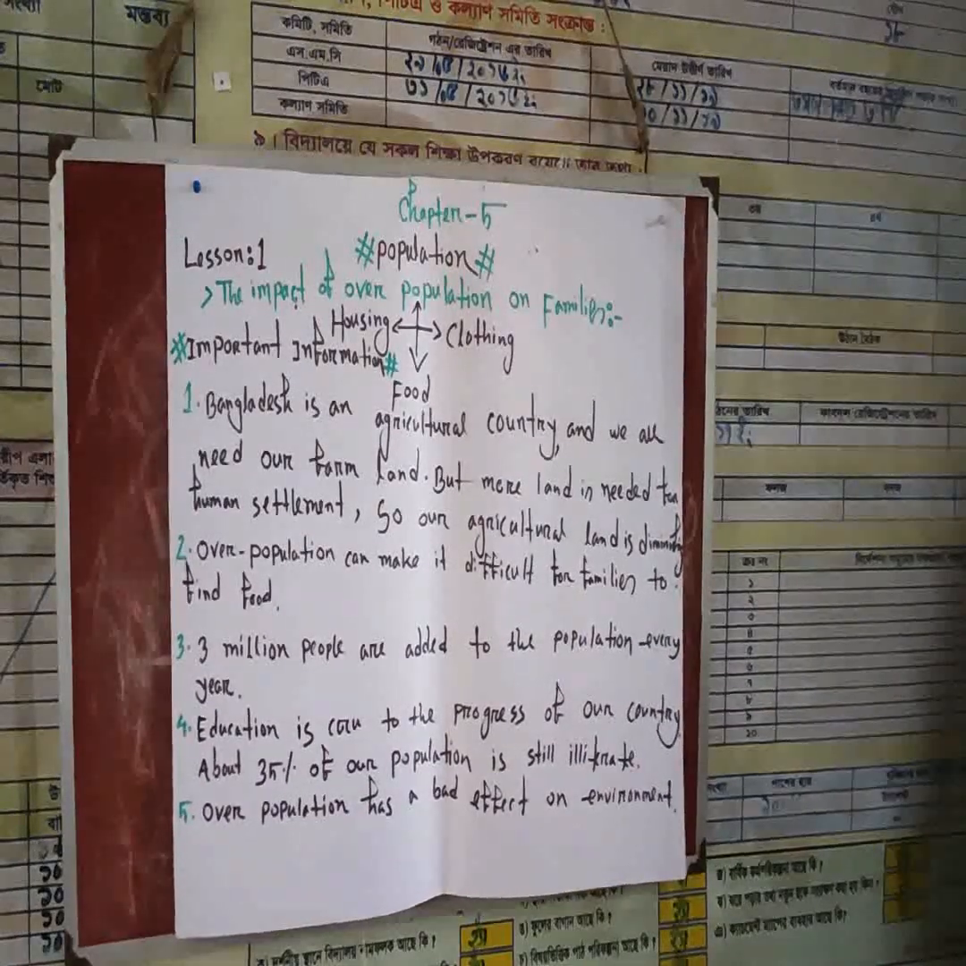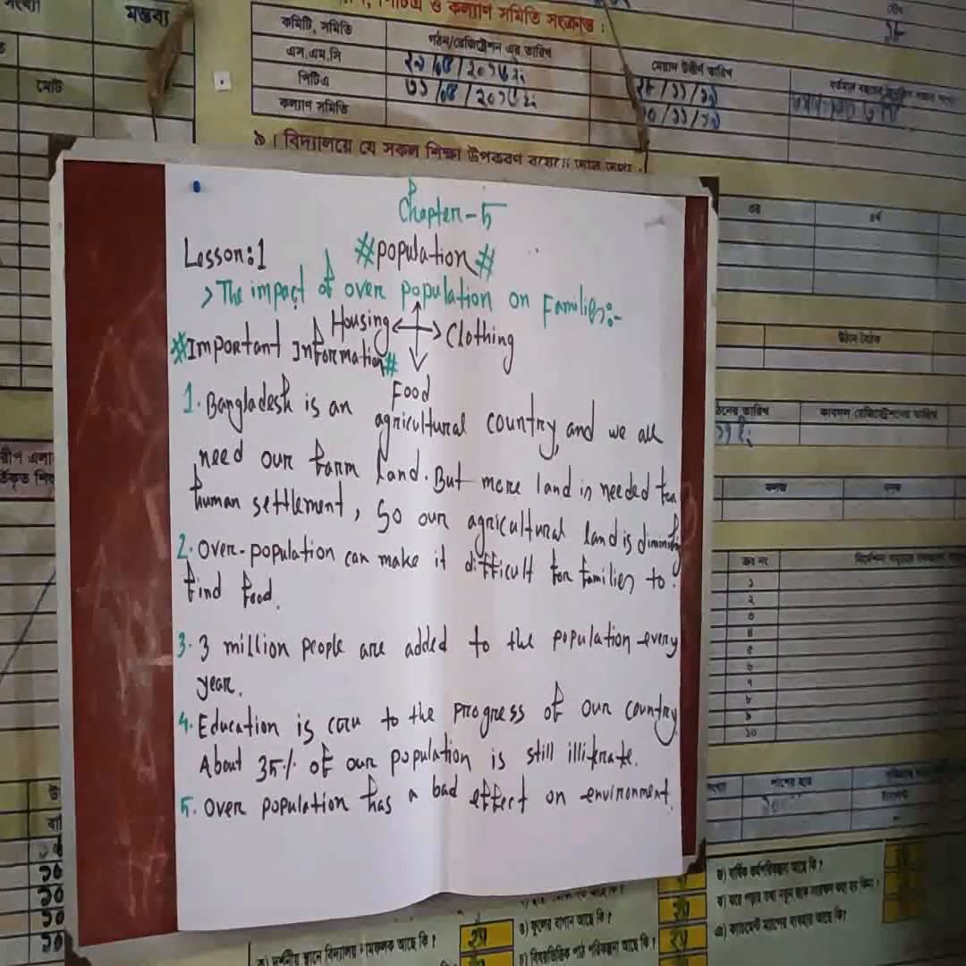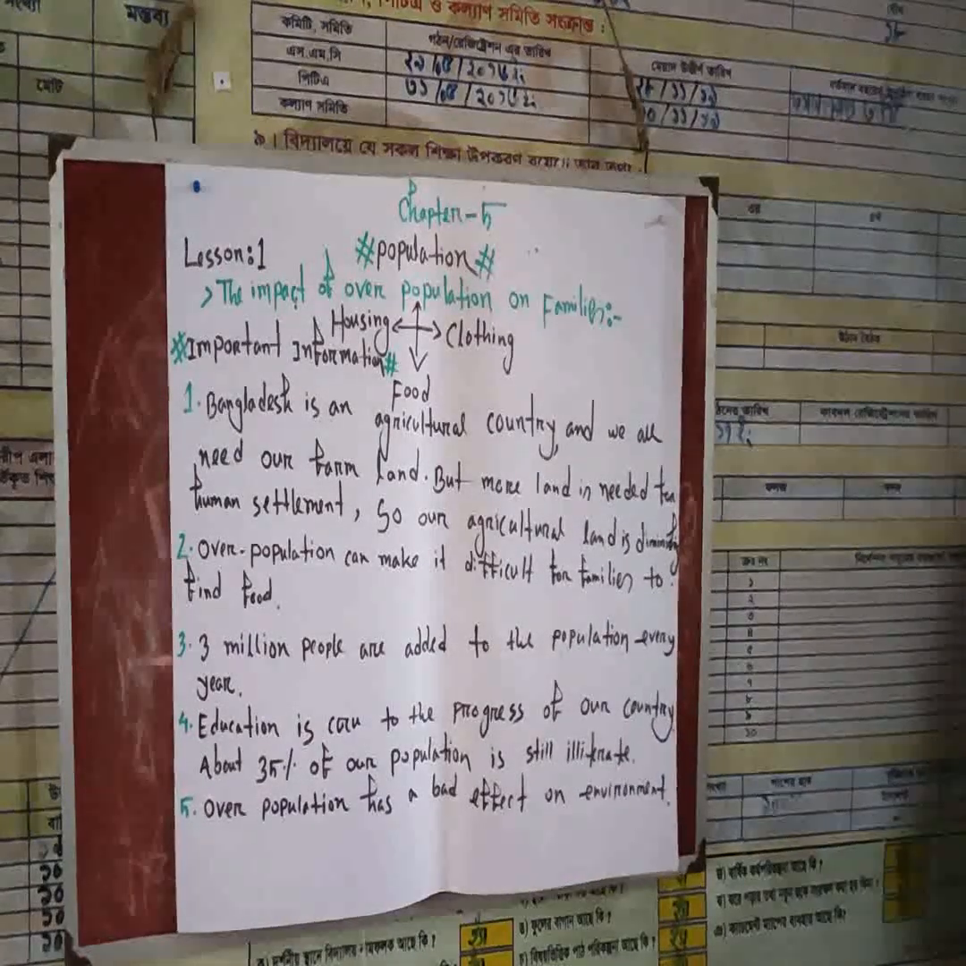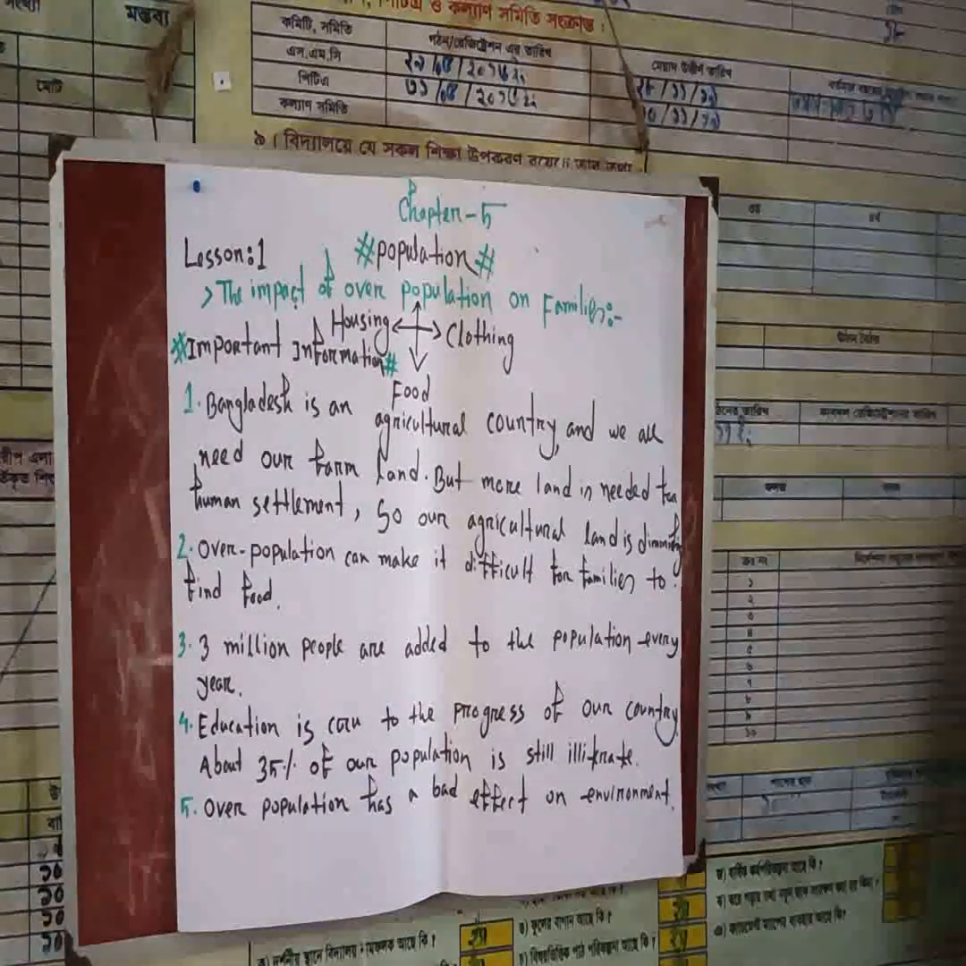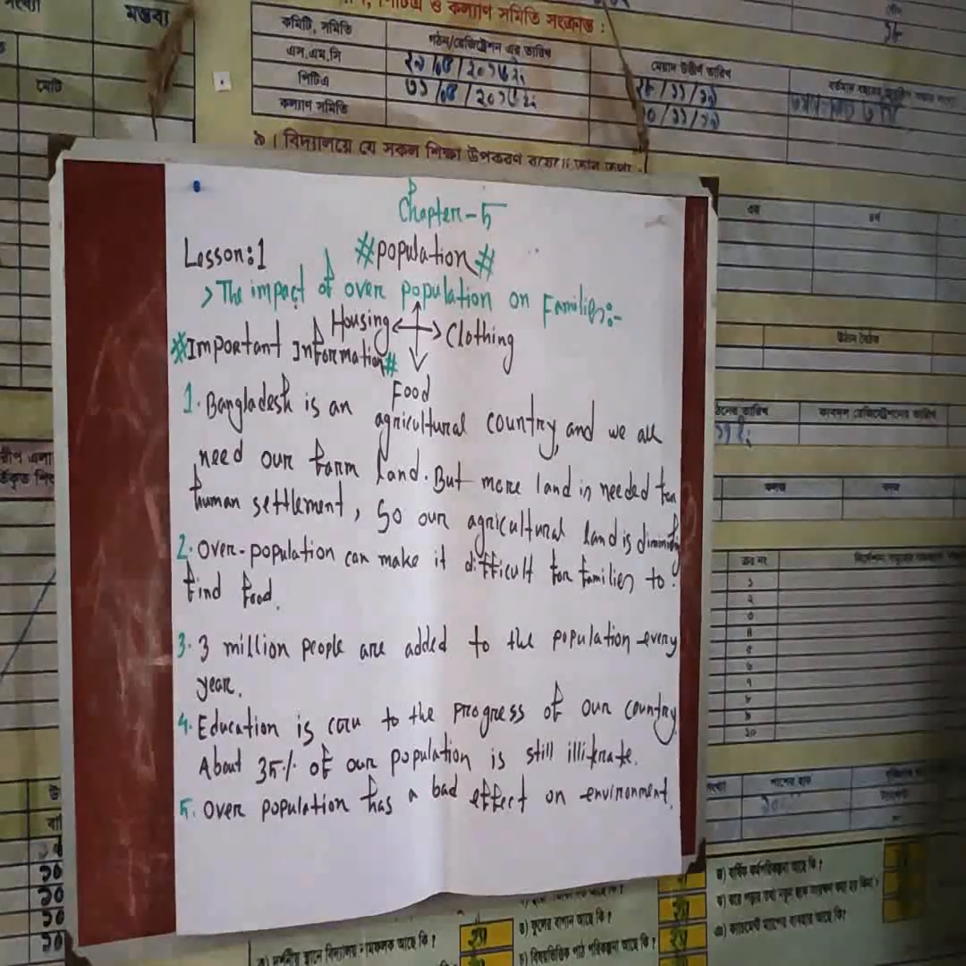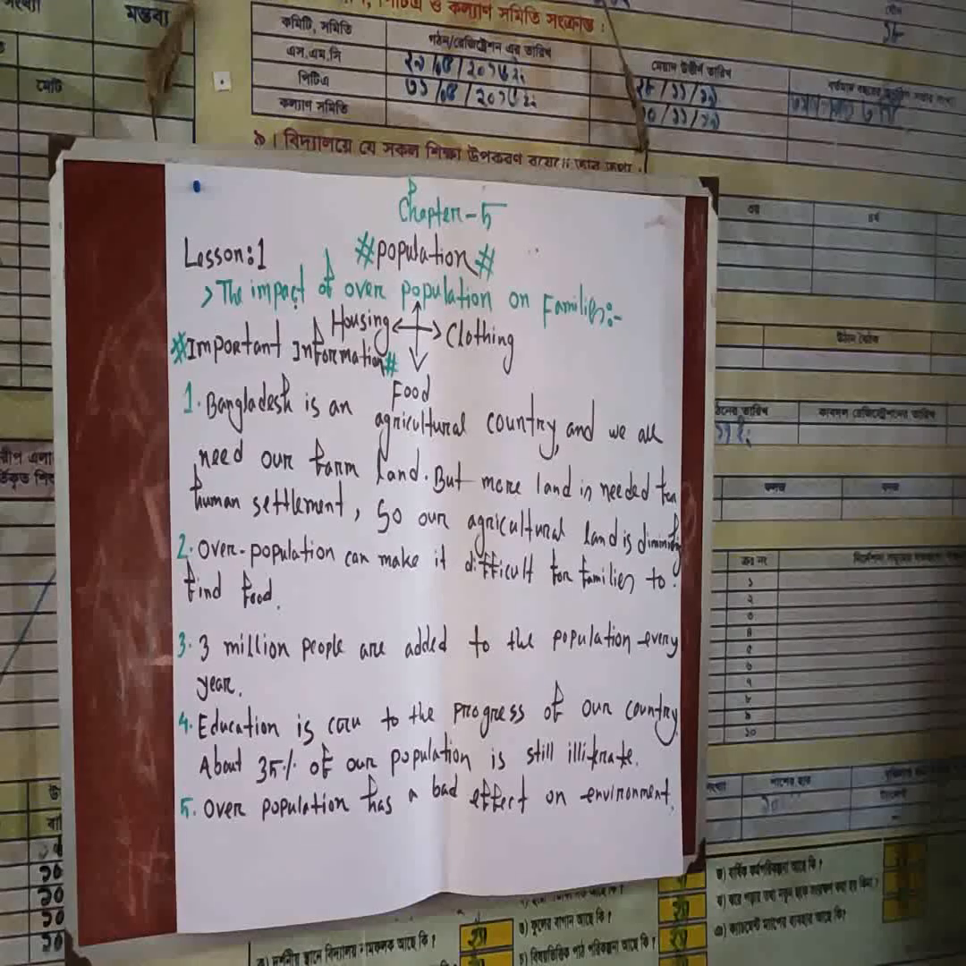Now I'm going to deliver my lecture regarding chapter number 5. This chapter is about population, and here I'll discuss the impact of overpopulation on families. Well, dear students, overpopulation is a major problem in our country.